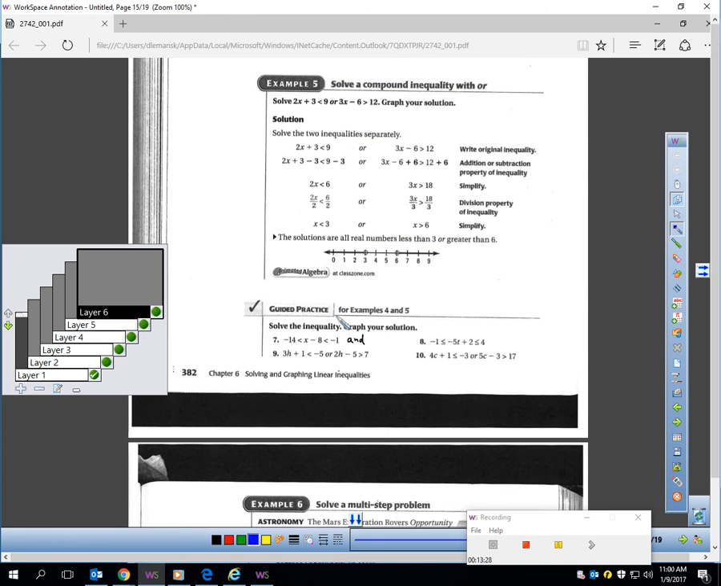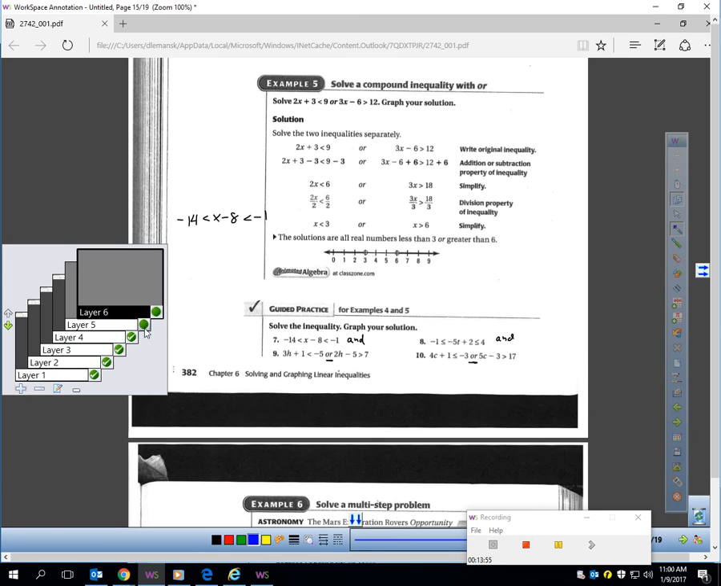Now, I'm going to do a couple of these real quick. You notice, before I do any of these, number 7 has to be an AND problem because it's a triple inequality. Number 8 has to be an AND problem. It's a triple inequality. You notice number 9 is definitely an OR, so is 10. You cannot write OR problems as triple inequalities.